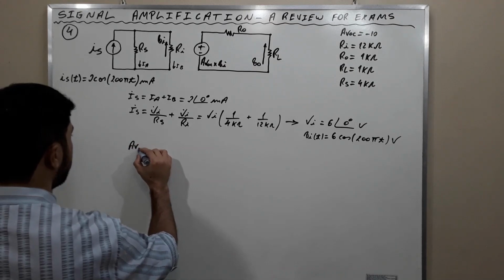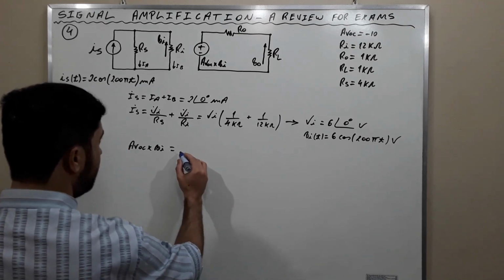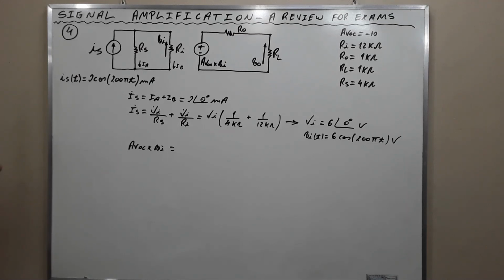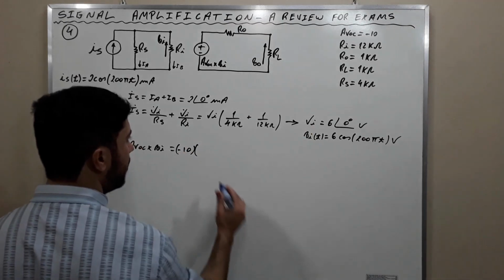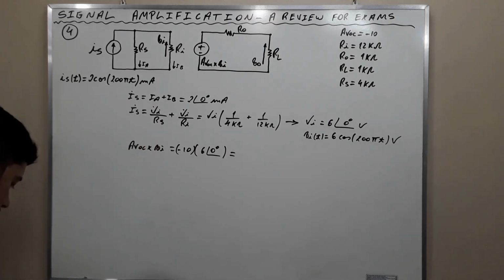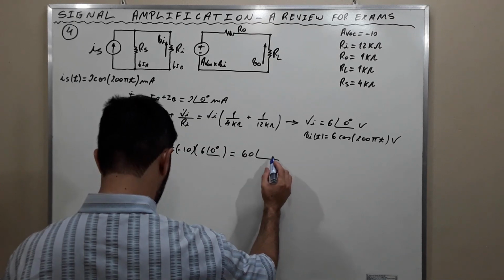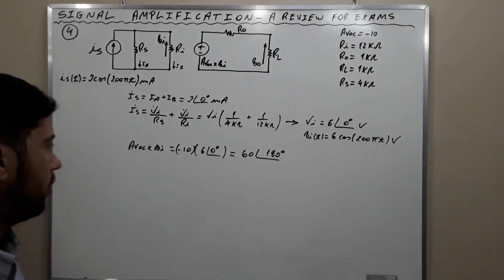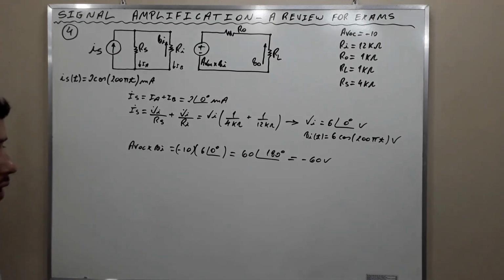AVO times Vi is equal to negative 10. This is the amplification factor, negative 10, times this phasor here, 6 phase 0 degrees, and this gives a voltage of 60 in the phase 180 degrees, if you prefer. If you do not want to consider the phase, you can simply say that it is equal to negative 60 volts, all right? I prefer to use the phase, it's clearer.